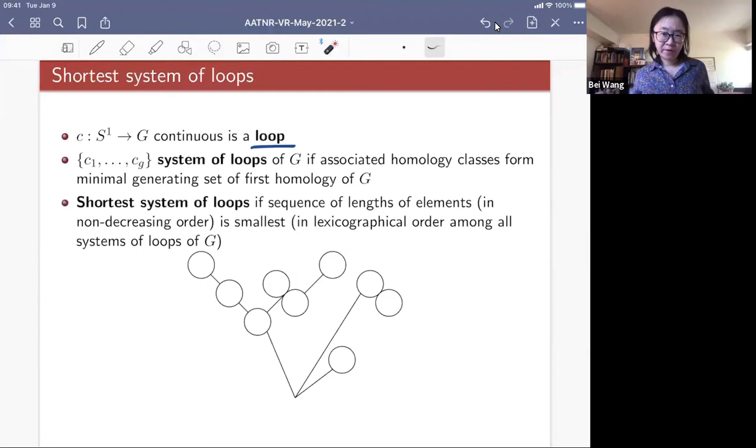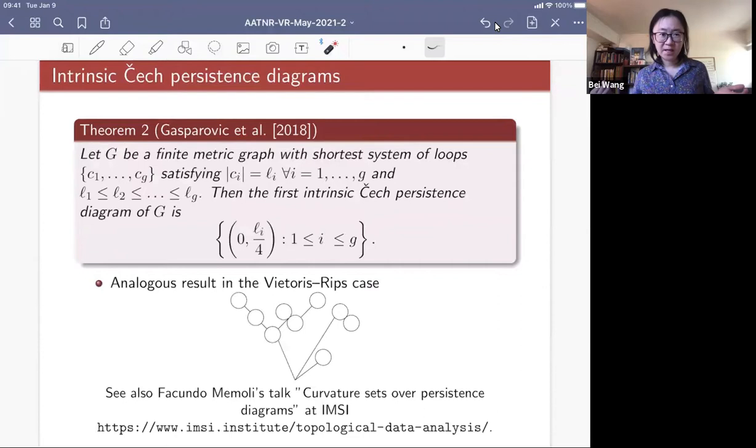The first line of results, actually from 2018, is that if you have a finite metric graph with a shortest system of loops whose lengths are ordered like this, then we can study the dimension one intrinsic Čech persistence diagram of this metric graph. One way to think about it is as a tree of loops. It's one of those examples where you can take the length of each of those loops, order them, and know that the intrinsic Čech persistence diagram of this is again a collection of points born at zero and dying at length over four. So this is really fun.